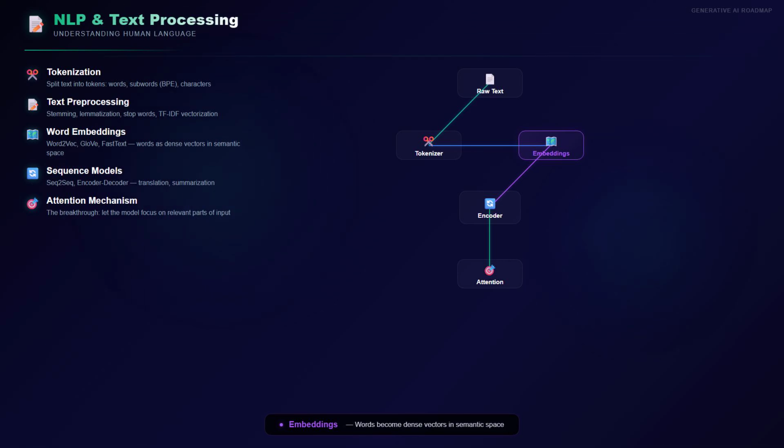The sequence-to-sequence architecture with encoder and decoder networks enabled machine translation, text summarization, and question answering. The encoder reads the input and the decoder generates the output. The attention mechanism was the game changer. Instead of compressing all input into a single vector, attention lets the decoder look at all encoder states and focus on the most relevant parts. This single idea led directly to the transformer architecture. Understanding these NLP concepts is essential because transformers and LLMs are built directly on top of tokenization, embeddings, and attention.